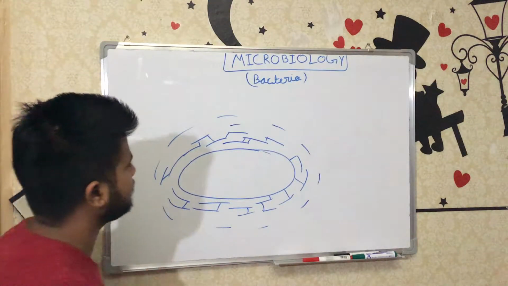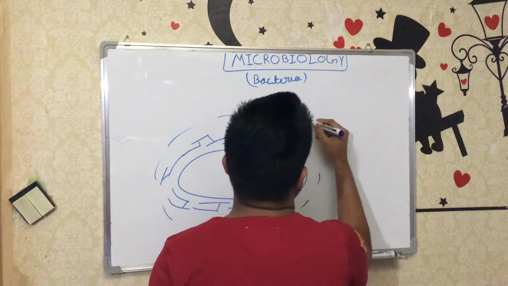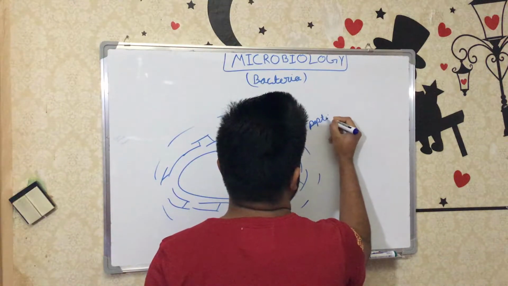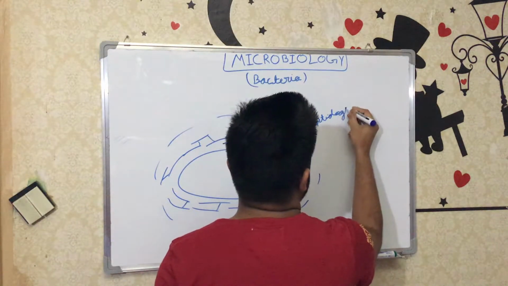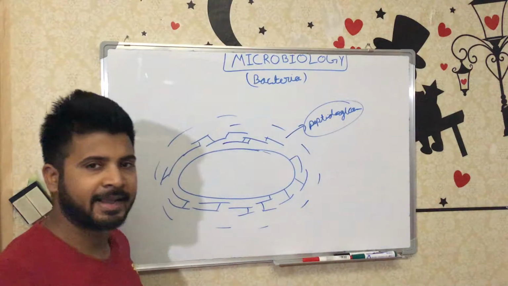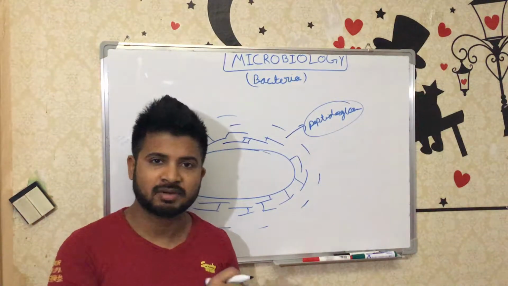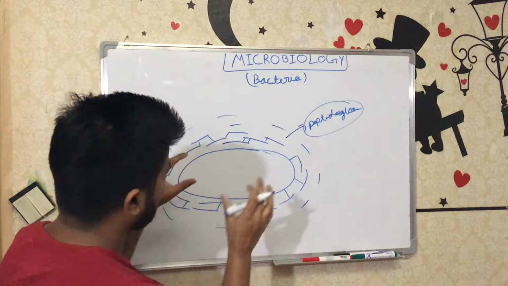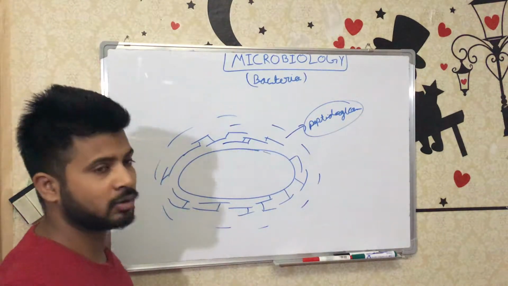and this layer's name is peptidoglycan. Peptidoglycan means this layer is made by peptide and glycan. What are the peptide and glycan? We will discuss. So first of all, what is the function of the peptidoglycan?